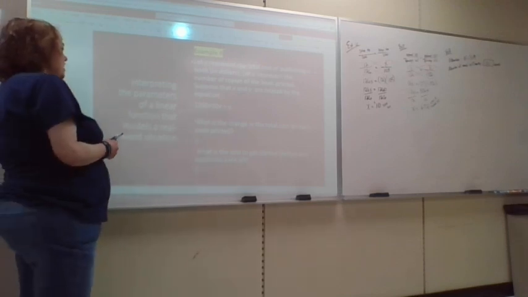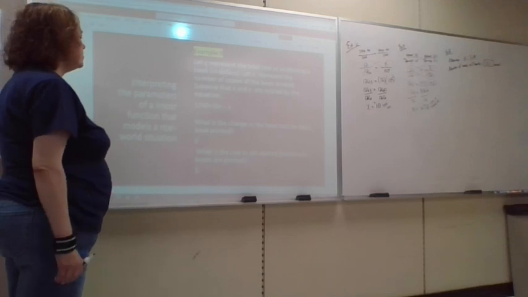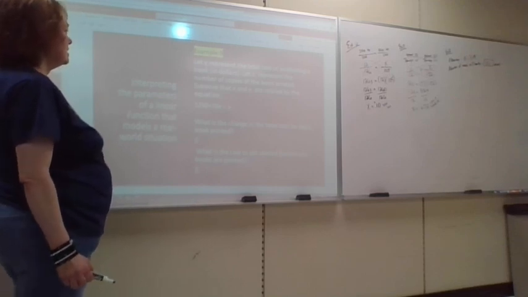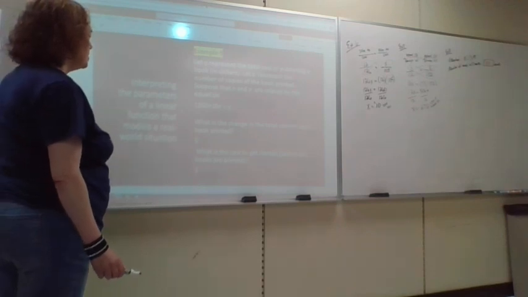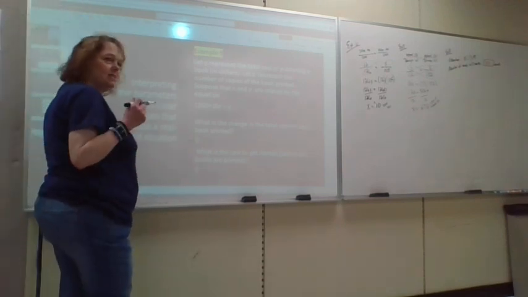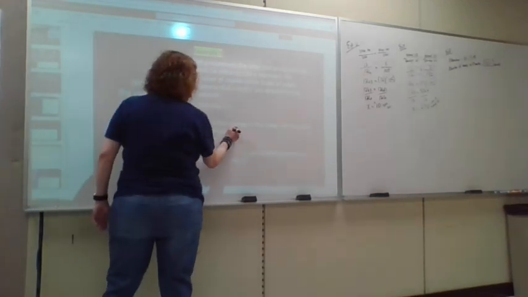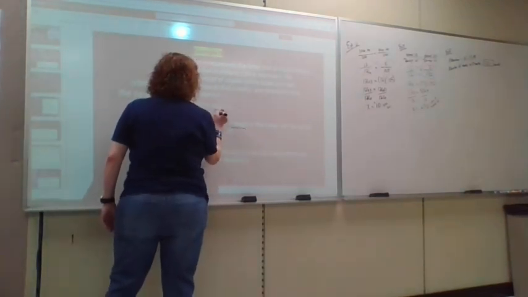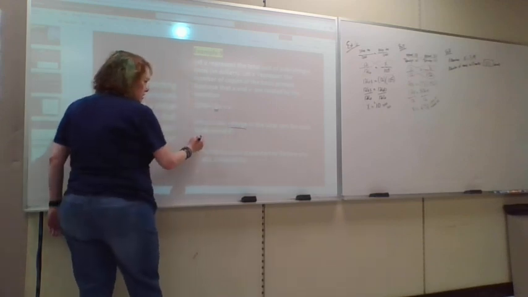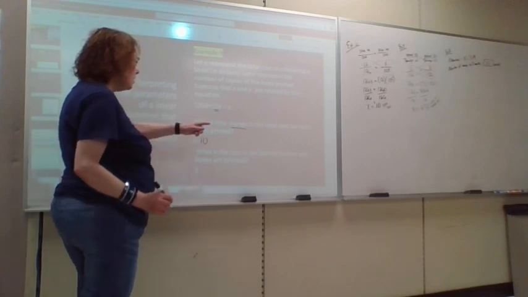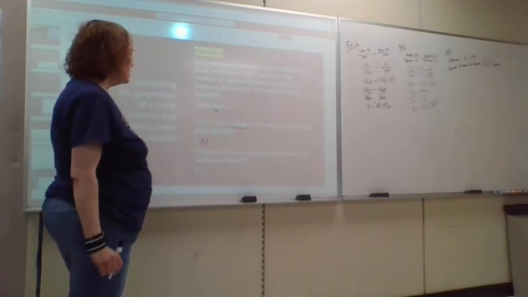What is the change in the total cost for each book printed? So what is the change? I'm going to let you guys know this, you might want to make a note in your notes. The change is the coefficient of x. So what would that be here? 10. What is the cost to get started before any books are printed?